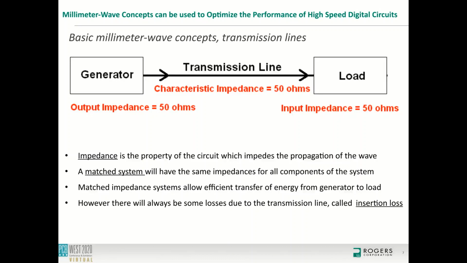Impedance is important, and really for a matched system, you want the output impedance of the generator to be the same impedance as the transmission line. And also, that's the same impedance as the load. It's kind of an industry standard to accept 50 ohms as an impedance for a single-ended impedance. Differential pair a lot of times is 100 ohms, and I'll talk about that a little later.